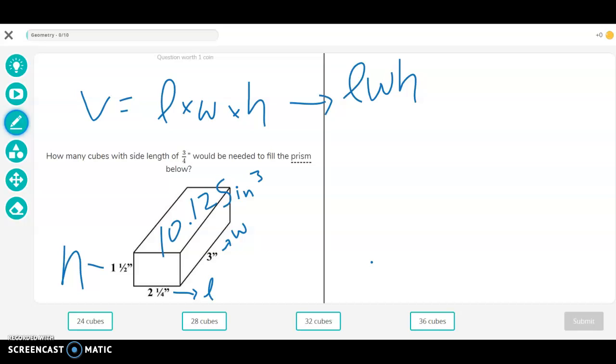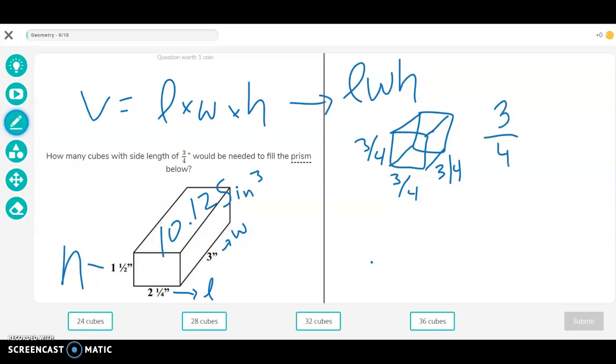So now we have to figure out the cubes, and we need to figure out what the volume of 1 cube would be. So a cube looks like this. This is going to be a very bad drawing. I'm not good at that, and you guys know that. So this is kind of like a cube, right? So they're saying that each side, so the length is 3/4, the width is 3/4, and the height is 3/4. So we're going to take 3/4 times 3/4 times 3/4.